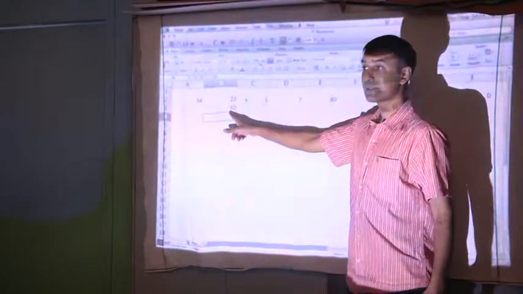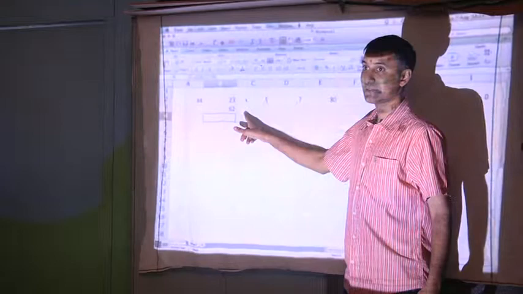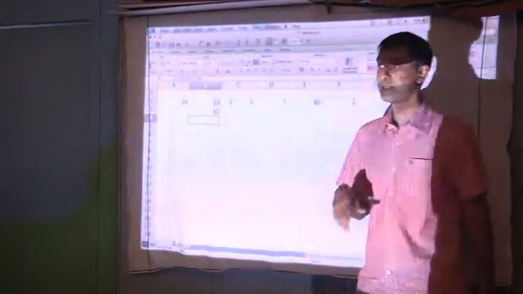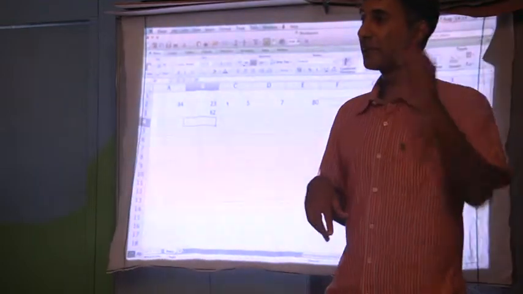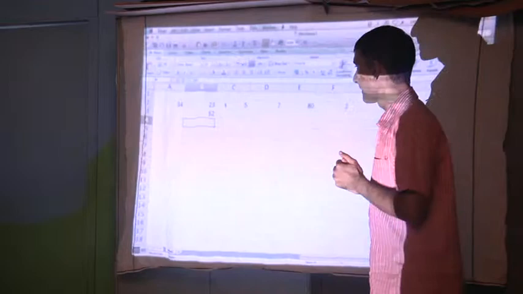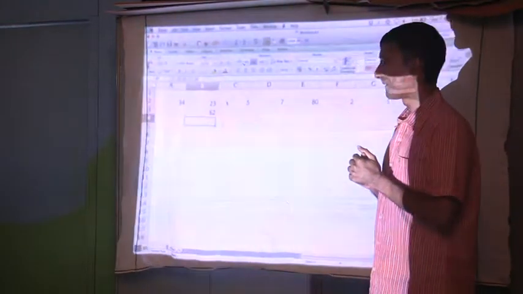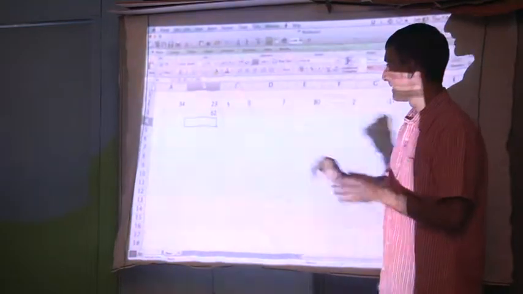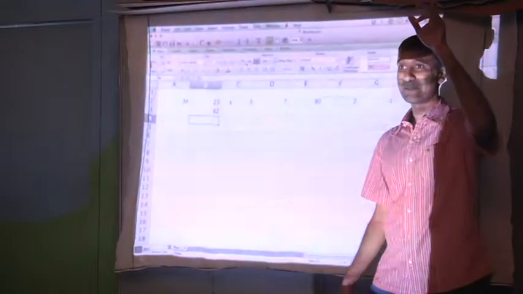You can copy this into this. So when I copy this formula into here, what will it say over here? Will it say 62? No. What will it say? 57? 99? 67? No. 65? 35. Who said 35? Exactly. Why does it say 35?